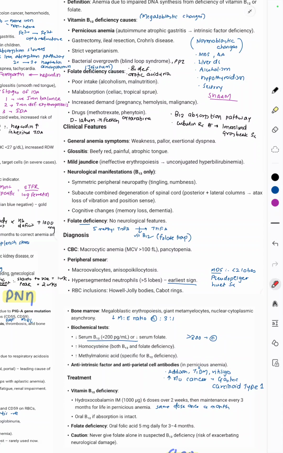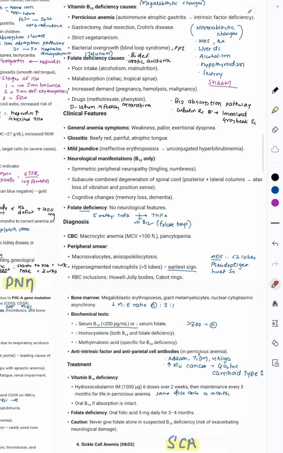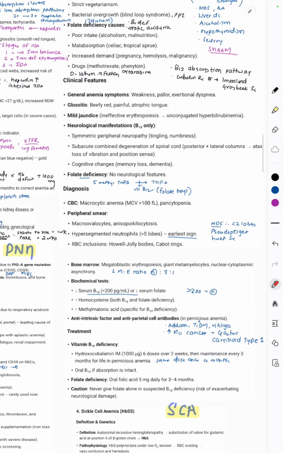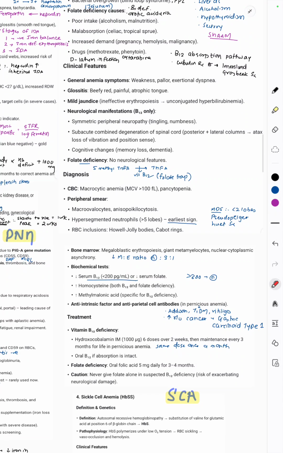It is absorbed by the cubilin receptor, and there is a congenital cubilin receptor defect called Imerslund-Grasbeck syndrome. Clinical features: the general anemia symptoms will be present. Glossitis, that is beefy red tongue, will be present. Mild jaundice-like features can be seen due to unconjugated hyperbilirubinemia. Neurological symptoms are common only in vitamin B12 deficiency. That includes peripheral neuropathy, subacute combined degeneration of the spinal cord, and cognitive changes. Folate deficiency, however, does not present with any neurological symptoms.